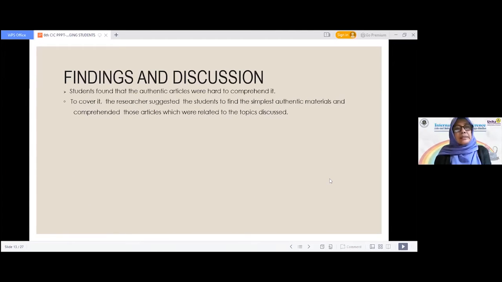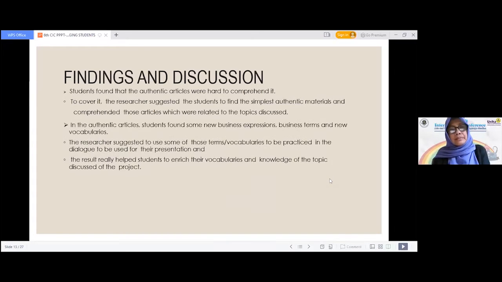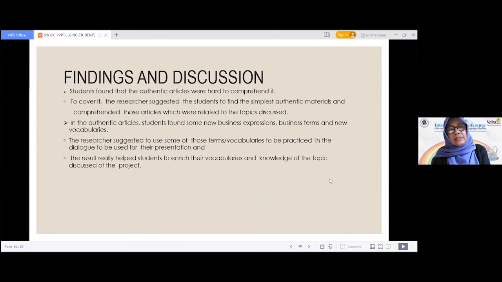For the findings and discussion, students found that the authentic articles were hard to comprehend. To cover this, the researcher suggested the students find the simplest authentic materials and comprehend those articles which were related to the topics discussed. In the authentic articles, students found some new business expressions, business terms, and new vocabularies. The researcher suggested using some of those terms or vocabularies in the dialogue for their presentation. And the result will help students enrich their vocabularies and knowledge of the topic discussed.